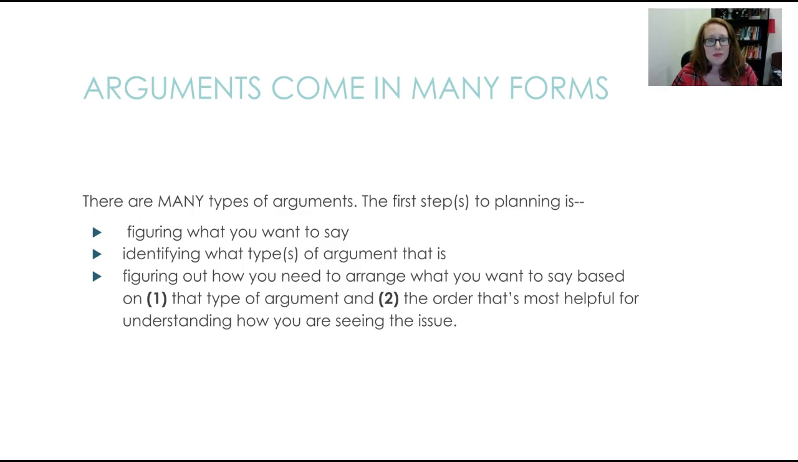There are a lot of types of arguments. The trick, or at least the first step in planning, is to figure out what you want to say, to identify what kind of argument you are making, and then to use that type of argument to help you figure out how you want to arrange it. The way you order and arrange your argument will be based on the kind of argument that it is and what's going to be most helpful for helping the reader see how you're interpreting the research that you've done.